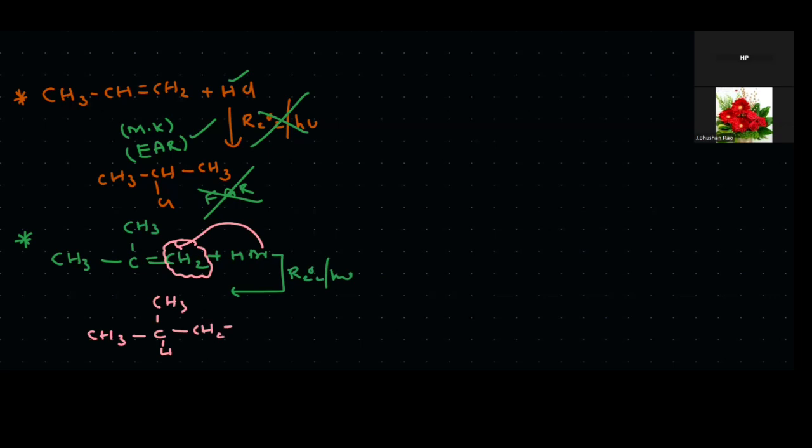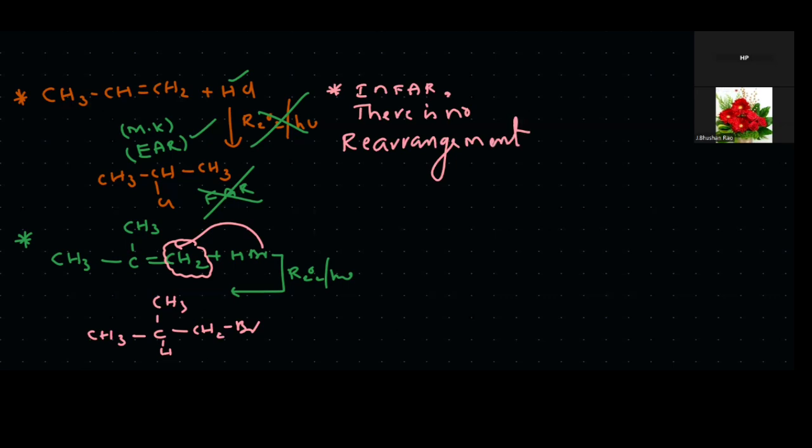So in this given condition, in free radical addition reactions, there is no rearrangement. It is also important. There is no rearrangement. That's why it directly attacks the carbon with the more number of hydrogens in the given compound. Then another example.